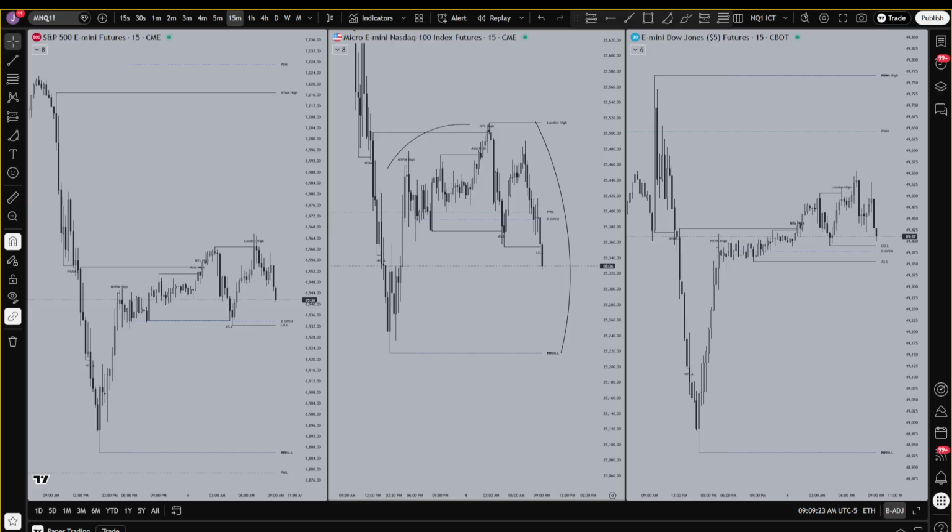Does the indicator work on NAS 100? Yeah, works on CFDs. I'm waiting for market open to take something.